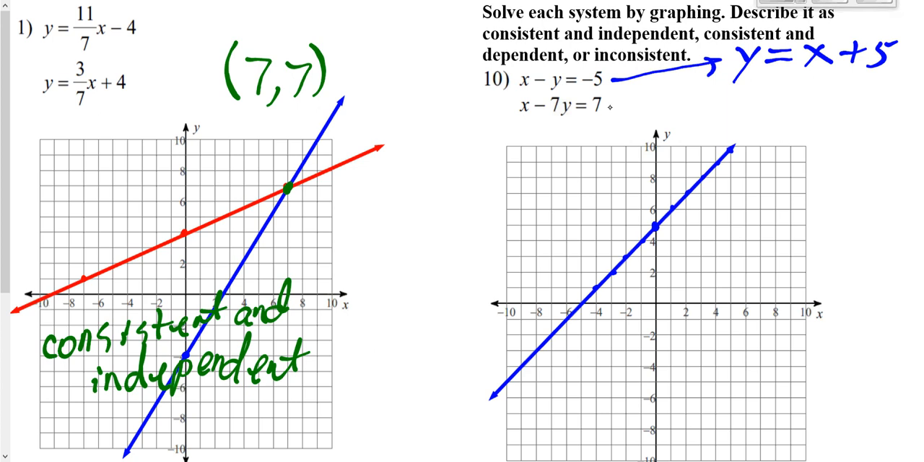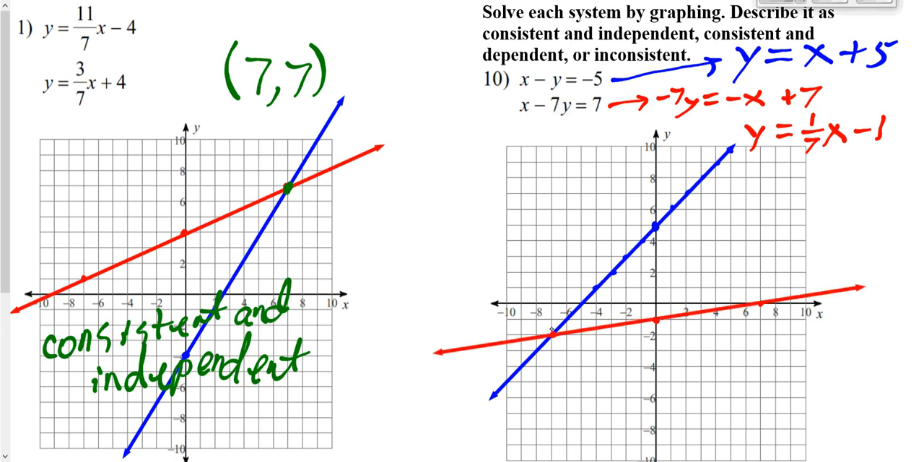Then we want to solve this one here for y. And then divide by the -7. So when y is on one side by itself, the number that's being added or subtracted is your y-intercept, and the number in front of x is your slope. So up 1, right 7. Or down 1, left 7. And then you draw in your line.